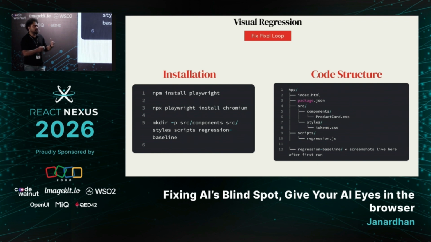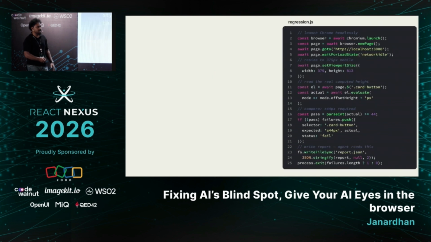I'll run Playwright to create that baseline: how the card is looking, what the CSS properties of it are, what the animation is, how the motion and the interaction are, and then save it in the baseline regression. And I'll explain a glimpse of the script.